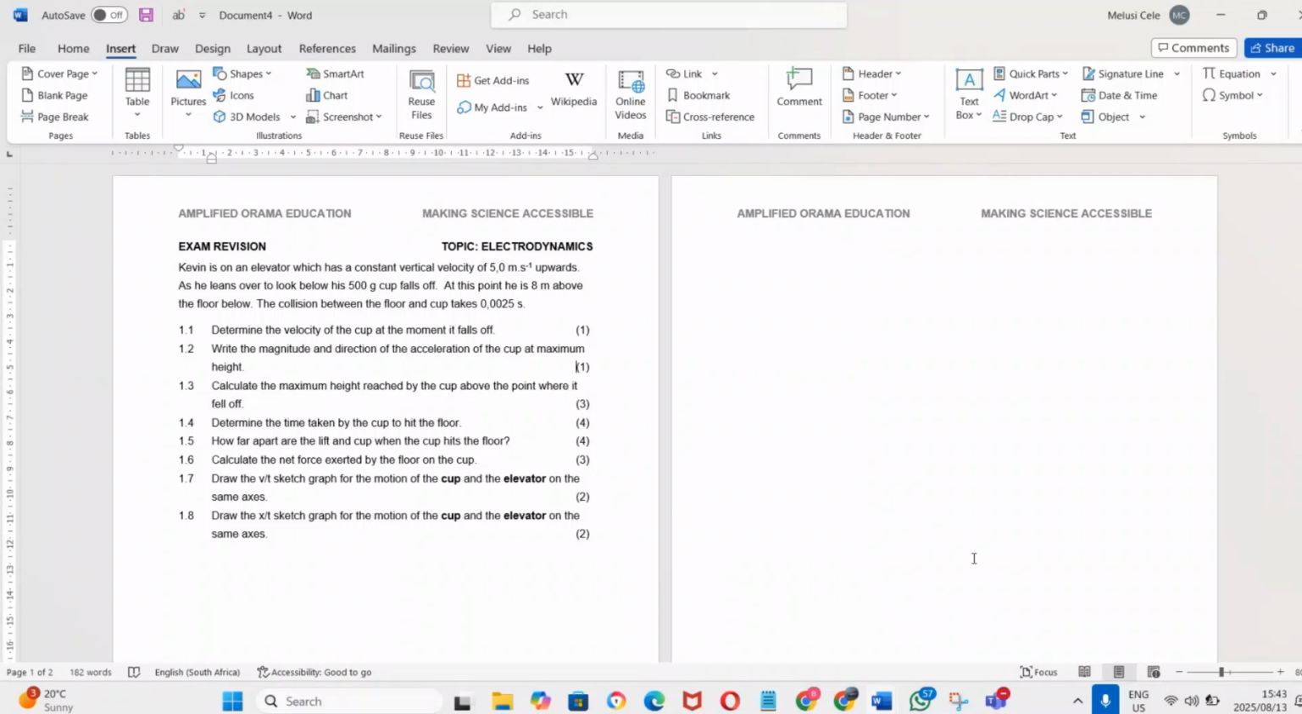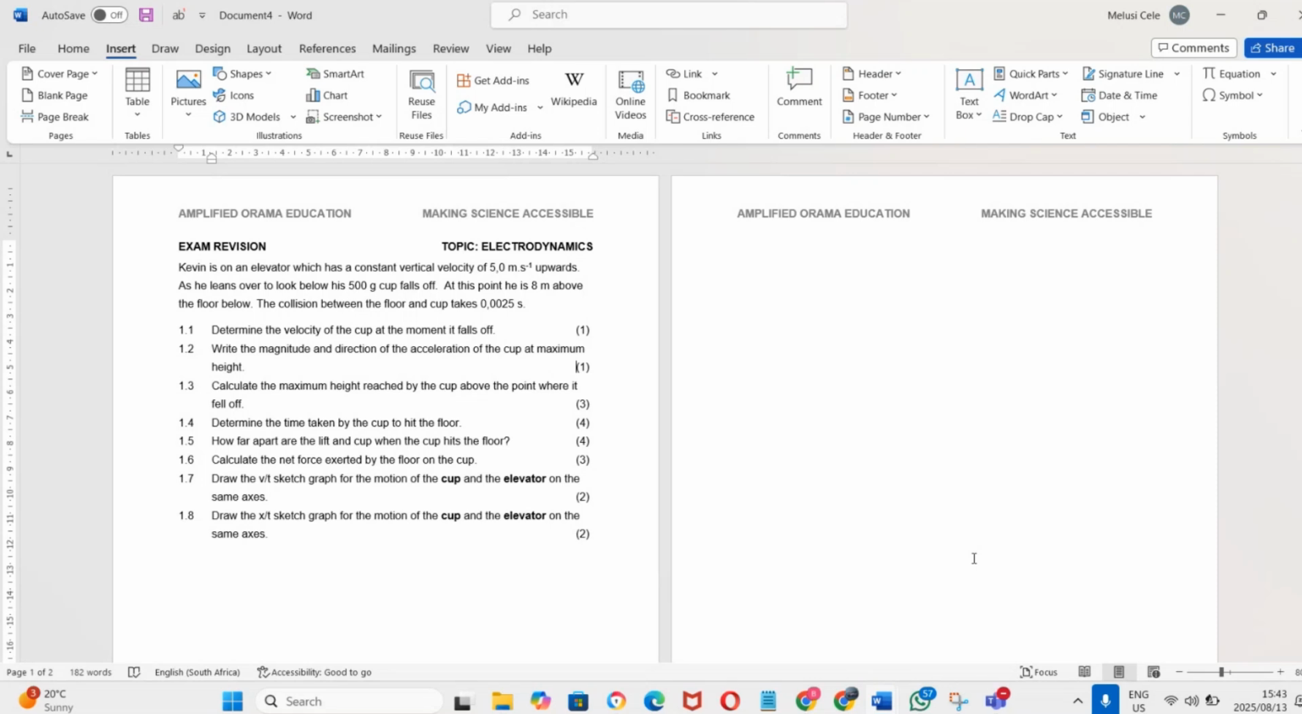The question reads, Kevin is on an elevator which has a constant vertical velocity of 5 meters per second upward. As he leans over to look below, his 500-gram cup falls off. At this point, he is 8 meters above the floor below, and the collision between the floor and the cup takes 0.025 seconds.